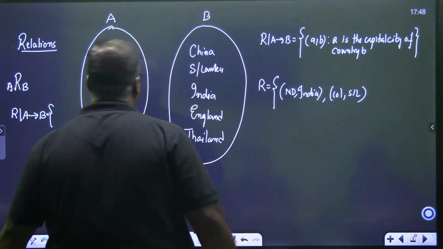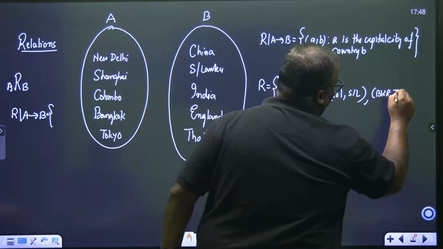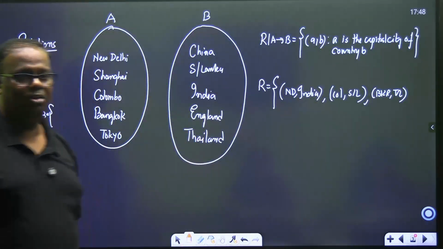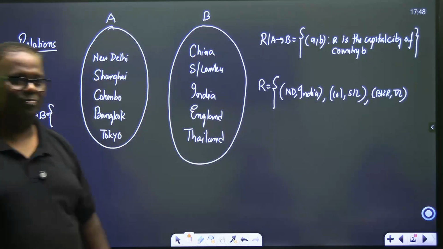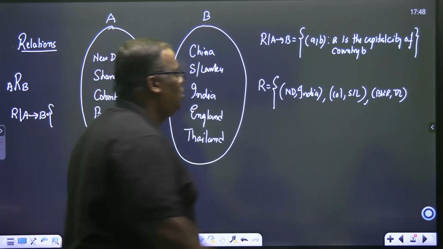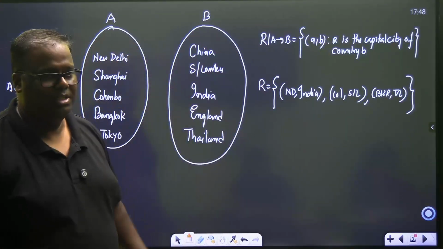However, Colombo is definitely a city. So Colombo maps with Sri Lanka, right? Then I have got Bangkok, BKK, and that maps with Thailand. That's fine. Tokyo, but we don't have Japan out here. Are you getting it? We don't have Japan out here. So Tokyo also does not qualify. Have you understood?